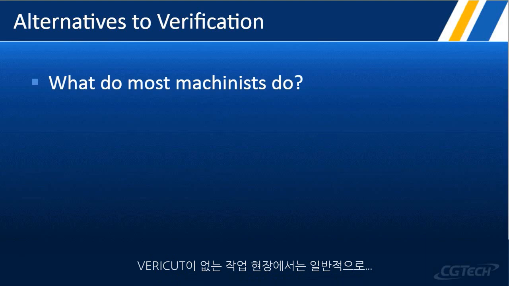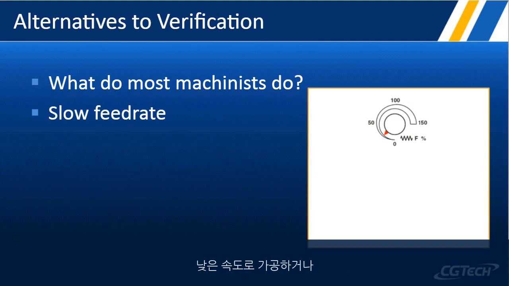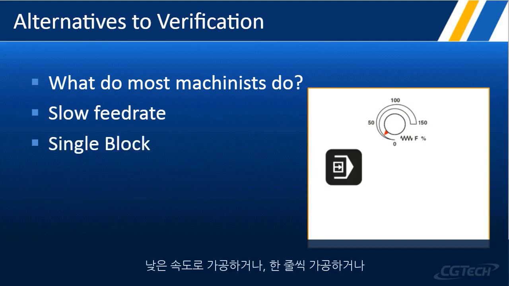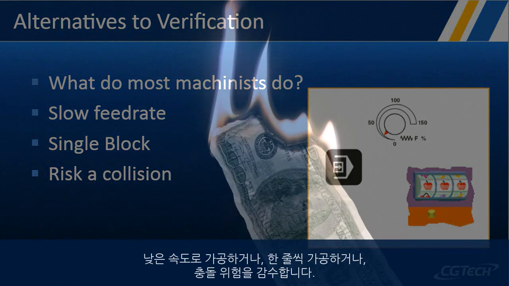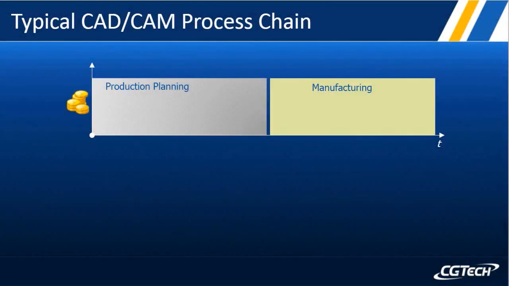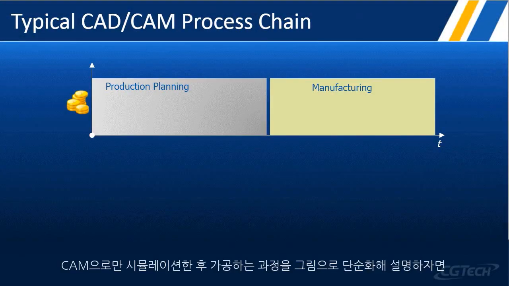Another alternative: what do most machinists do? Low feed rate, single block, and risk of collision. That's where you're proving it out on the machine, and now you're holding up the machine, not letting it run its full potential. That's where the typical CAD/CAM process chain comes in, and why it takes a week to set up something that runs in an hour.